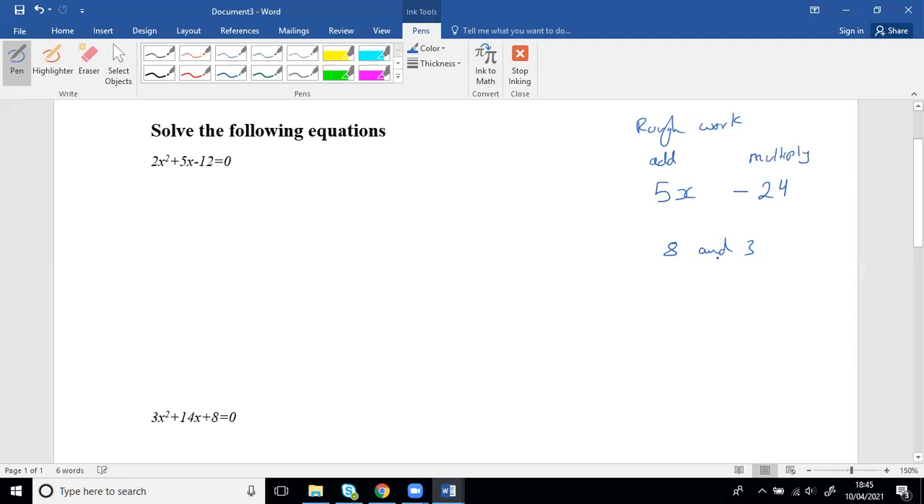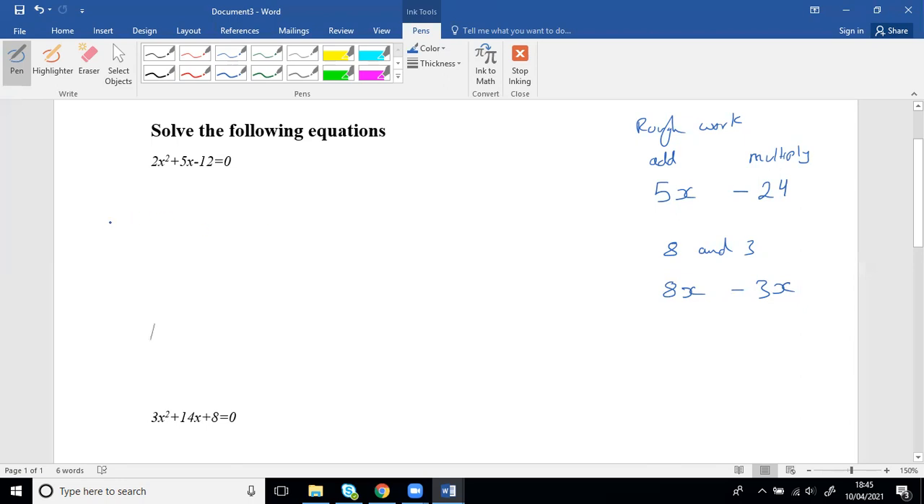Now, how do I put them? So when I multiply them, I can get minus 24. And when I add them, I should get 5. So I'm going to have a positive 8 and negative 3. So when I add them, I get 5. When I multiply them, I get minus 24. Now what I've got to do, I just need to add x next to them. That is my rough work.